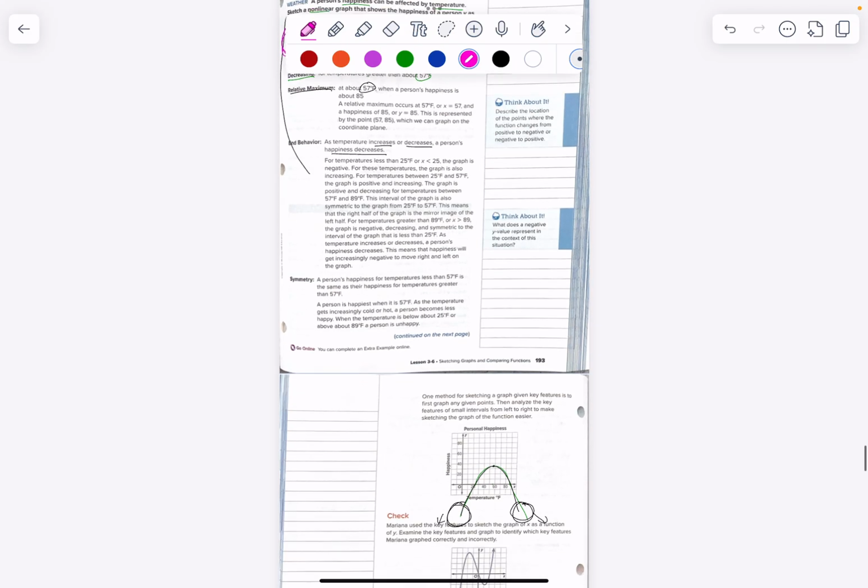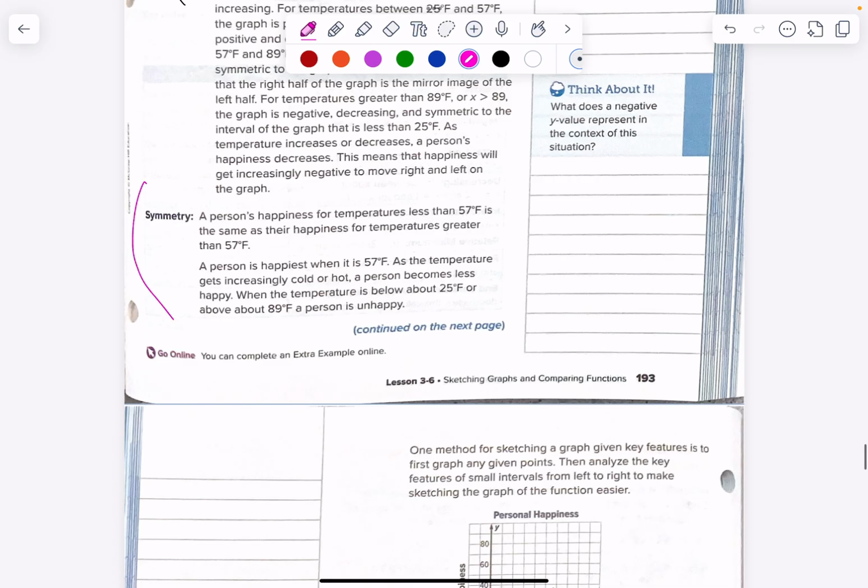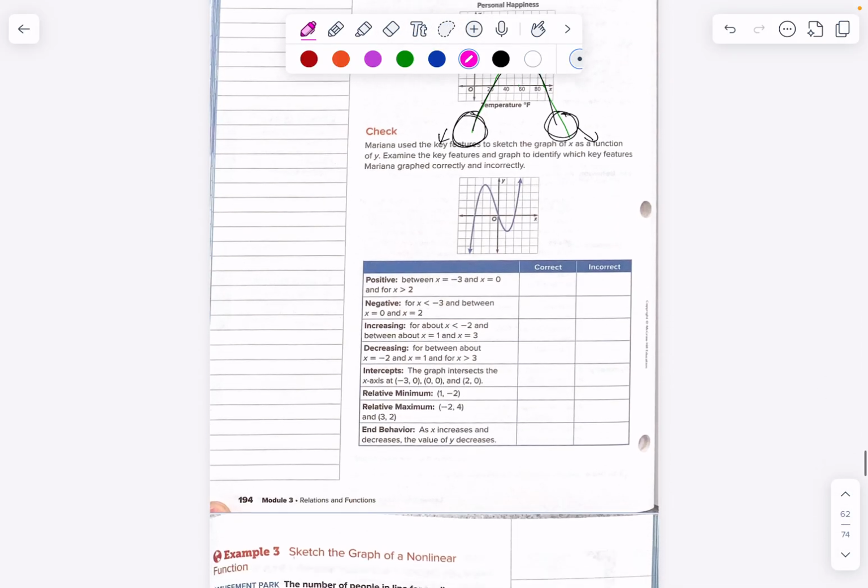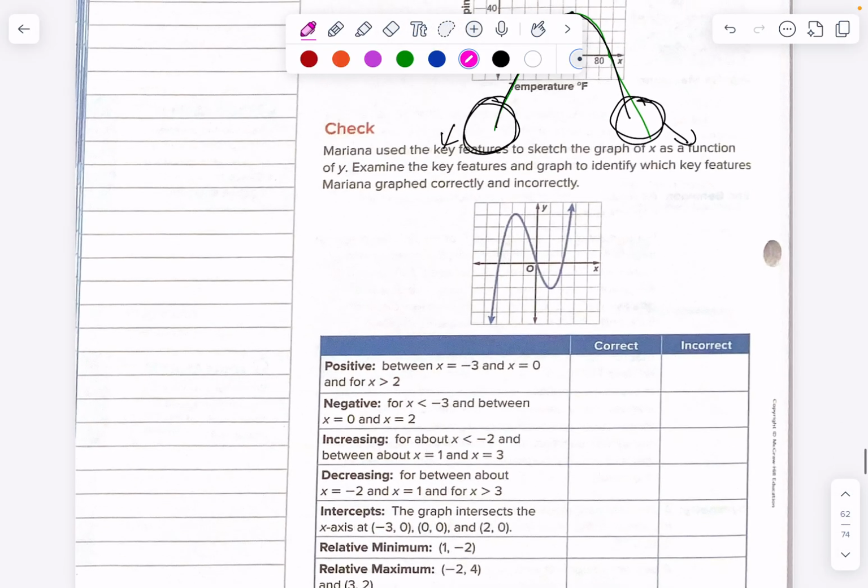Okay, oh, and then we didn't even look at symmetry. A person's happiness for temperature less than 57 is the same as their happiness for greater than 57. Okay. All right, let's do the check real quick because they have correct or incorrect. So we have this graph here, and it uses key features to sketch the graph. They want to figure out whether this is correct or incorrect.